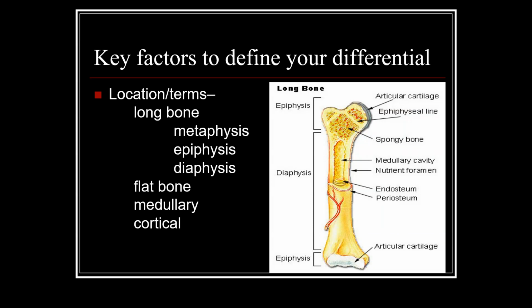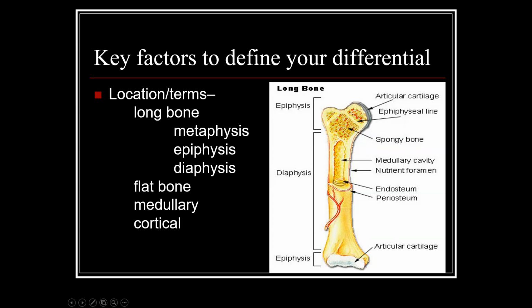Now, additionally, flat bones have a different sort of morphology, a different histogenesis, and that can be important. And then finally, medullary and cortical spaces have somewhat different arrangement of the bone, and you should be able to distinguish histologically between medullary bone versus cortical bone.